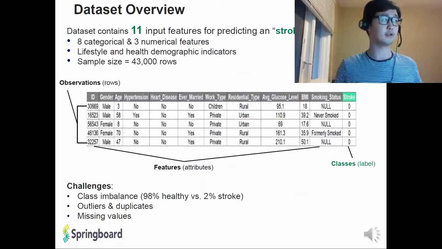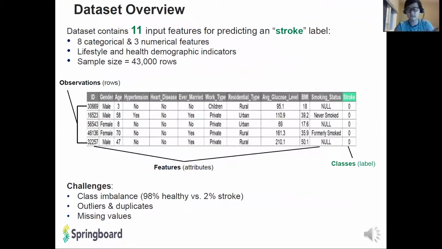Here is a dataset overview. This dataset comes with 11 input features for predicting one output stroke label. There are about 8 categorical and 3 numerical features, which contain information about lifestyle, health, and demographic indicators. The sample size of this dataset is about 43,000 observations overall. Here is a snapshot of the dataset. As you can see, there are 11 features and 1 class label.